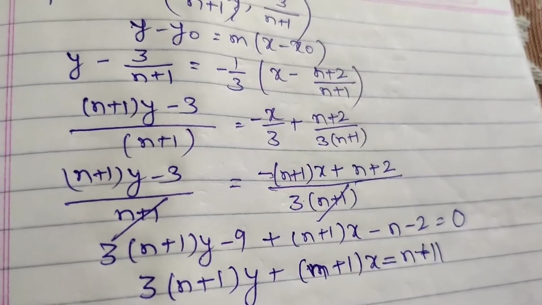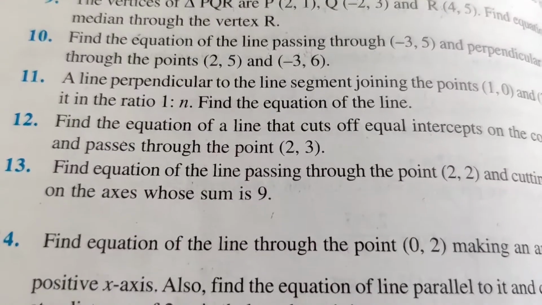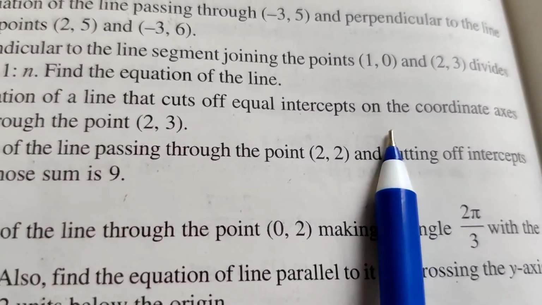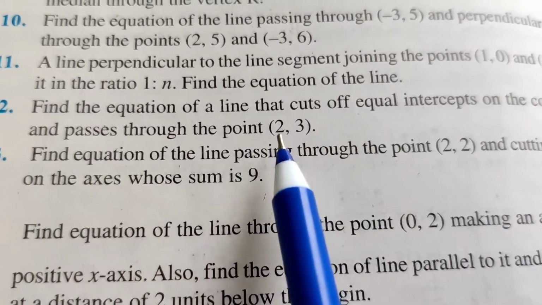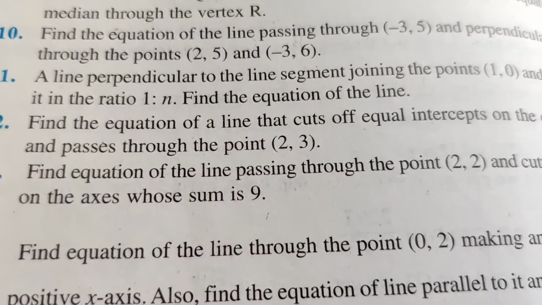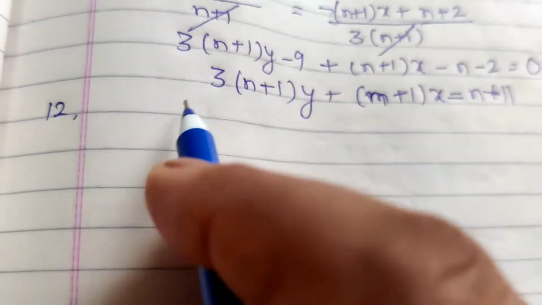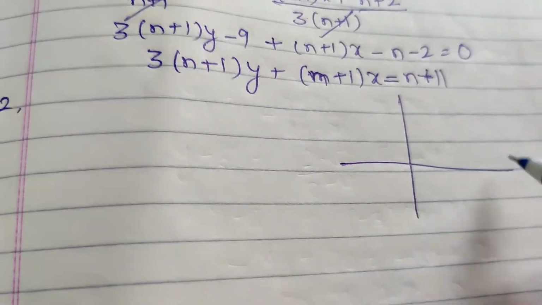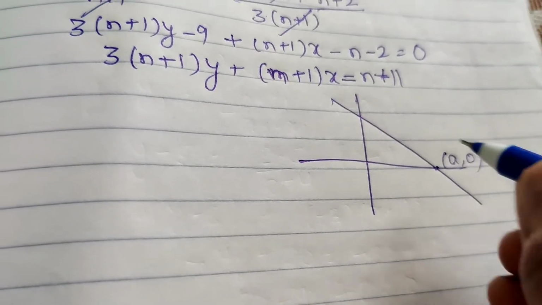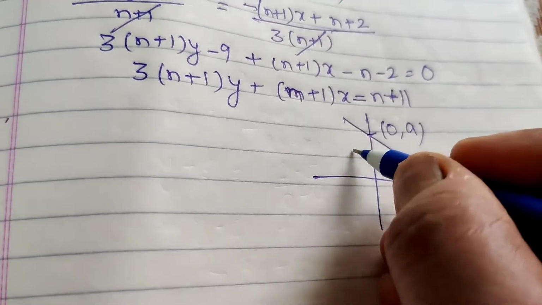Now question number 12. Find the equation of a line that cuts off equal intercepts on the coordinate axes and passes through the point (2, 3). Equal intercepts are cut on the x-axis and y-axis. In the question it is given that the line cuts equal intercepts, so this point is (a, 0) and this is (0, a), meaning the distance is the same in both.